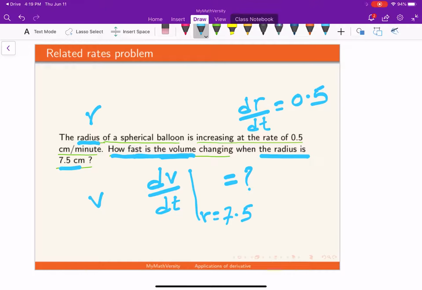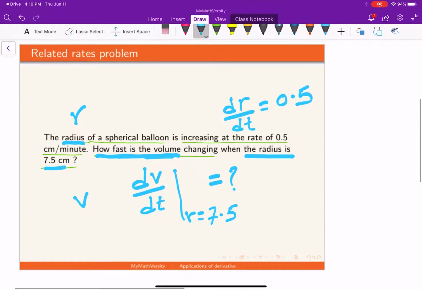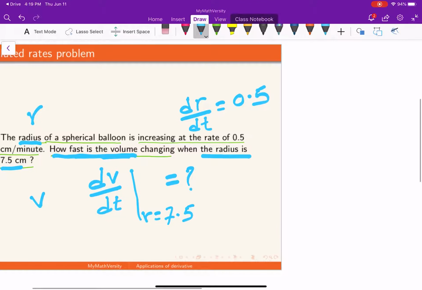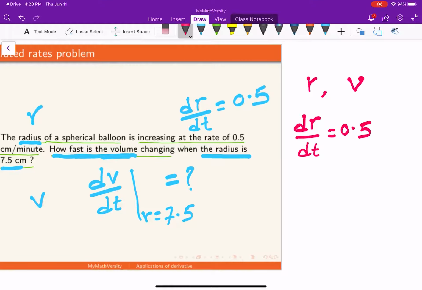All the necessary information that is given over here, I just try to write it down. So let's recollect all of the information that we have just received. There are two variables, r and v, right? We are given the derivative of r with respect to t, which is 0.5 centimeter per minute. And then we need to figure out the derivative of v with respect to t, but not always, just when the radius is 7.5. So this is the question.